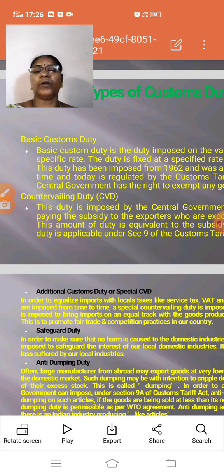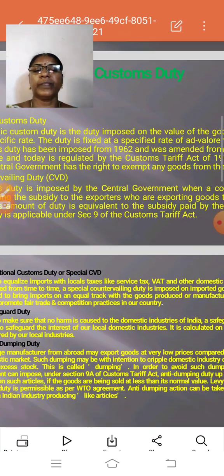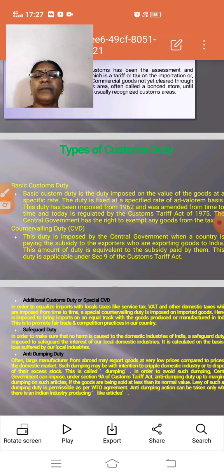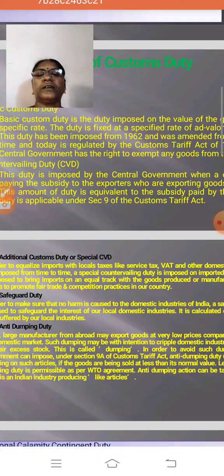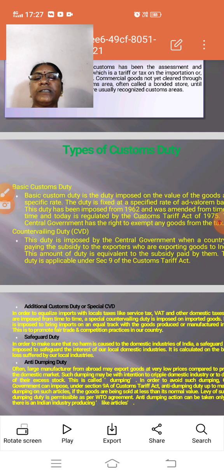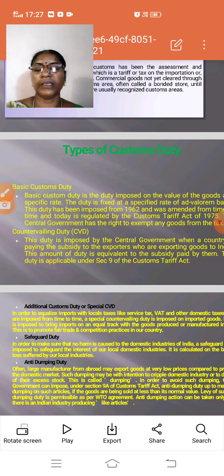Anti-dumping duty: often a large manufacturer from abroad exports goods at very low prices compared to the prices in the domestic market. Such dumping may be done with the intention to cripple domestic industries or to get rid of excess stocks. This is called dumping. Only where there is a genuine need is it allowed. Otherwise it is to be restricted. Dumping is not allowed in India, so it is restricted by the government.